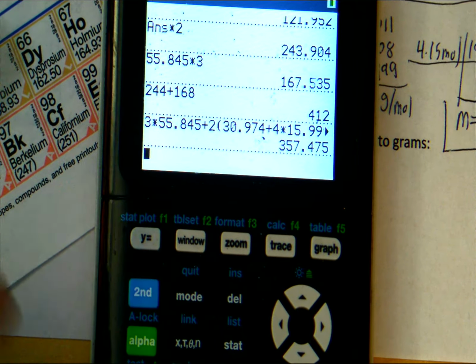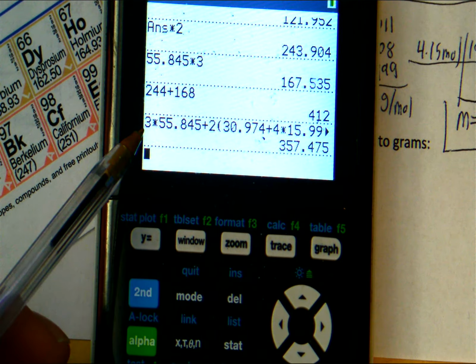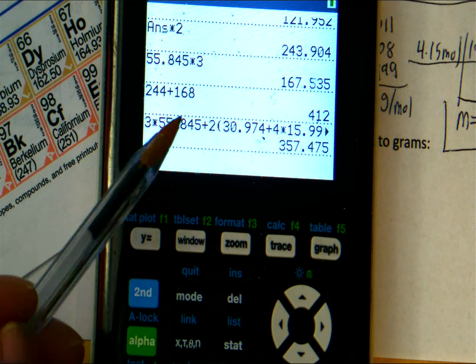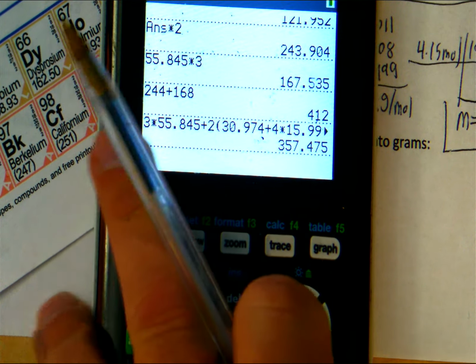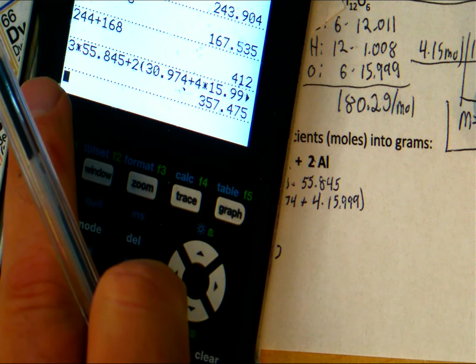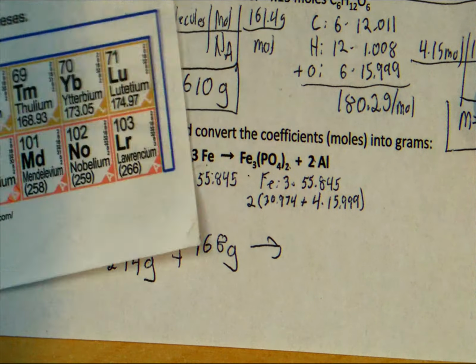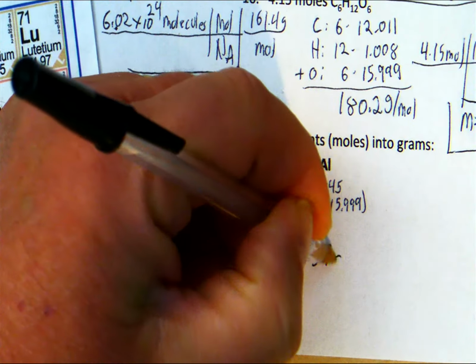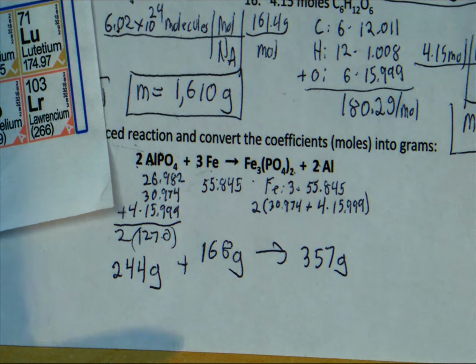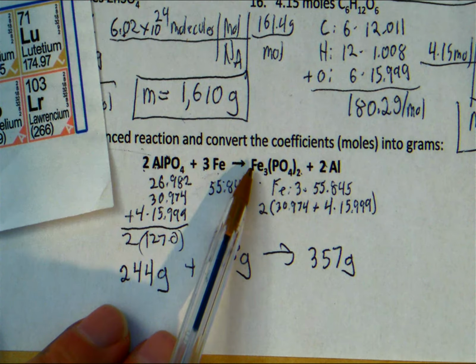It's scrolled so you can't see it, but that is the whole thing. So 3 irons plus 2 phosphates is 357.5. I'll call it 357 grams per mole, or 357 grams in this case. And that's for 1 mole of it.